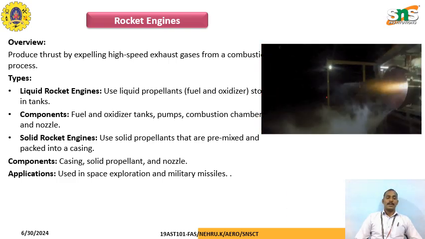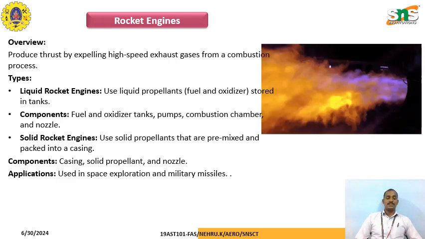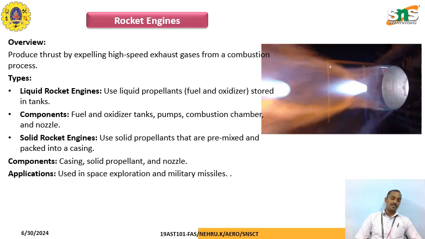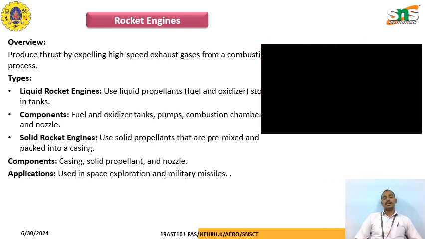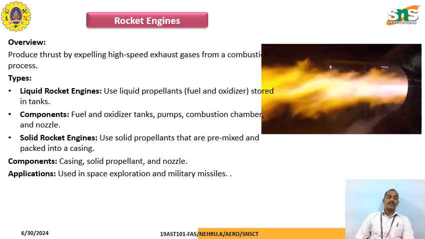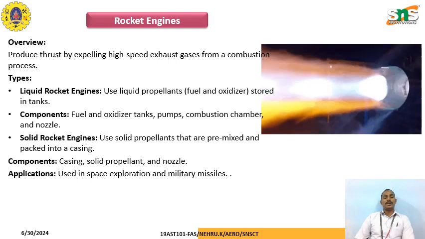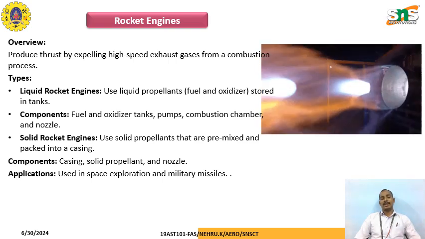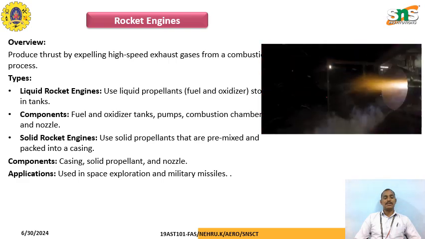Coming to the rocket engine, it produces thrust by expelling high speed exhaust gas from the combustion process. Types: we have liquid rocket engine, solid rocket engine, and hybrid engine. In the liquid rocket engine, both fuel and oxidizer are fed, and the combustion chamber and nozzle are the components. In the solid rocket engine, solid propellant is pre-mixed and packed in the casing. The components are casing, solid propellant, and nozzle. The application is in space exploration and military missiles.